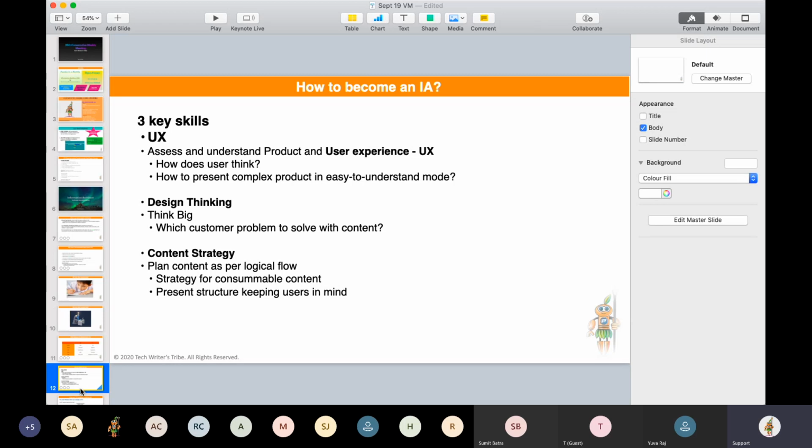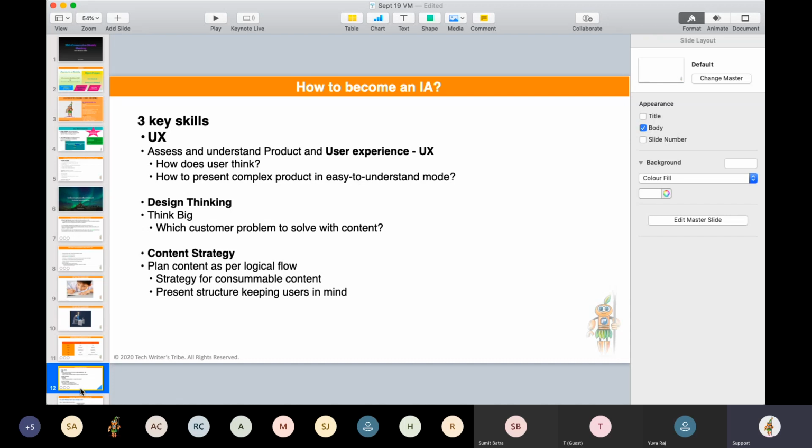So wherever thinking is involved, design thinking is there. And then based on all that, user experience is there, problems have been understood, a solution has been found. How will you implement it? To implement that, you need to have a good content strategist. You have to plan content as per the logical flow. There should be some hierarchy, which is generally called taxonomy. You should think about content which is consumable. There should be a strategy for that. All content is not consumable.